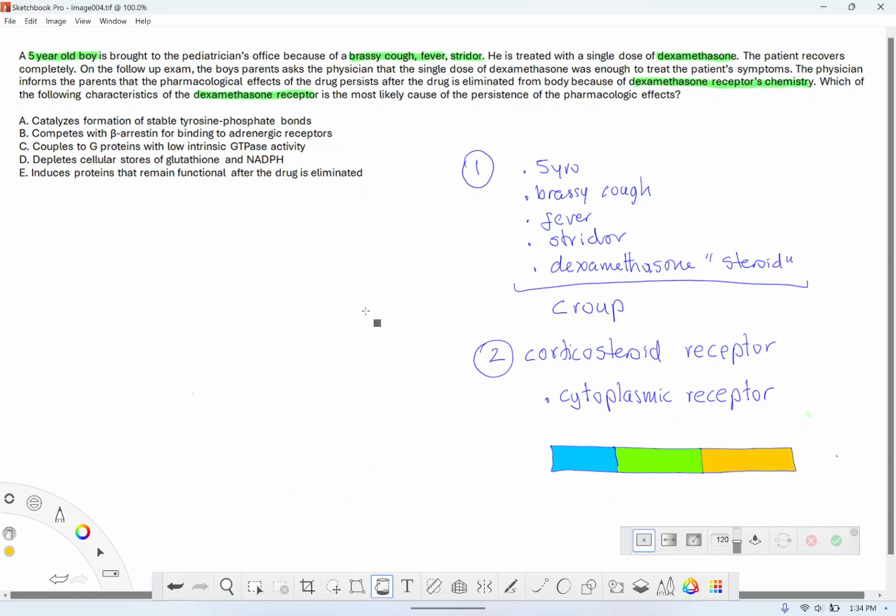So that's the 3 domains. I think we discussed this previously in the previous question. It will have a DNA binding domain, a hormone or steroid binding domain, and a transcription factor binding domain. So the DNA binding domain, this area binds to DNA, and this area binds the steroid hormone. And this area will bind transcription factor.